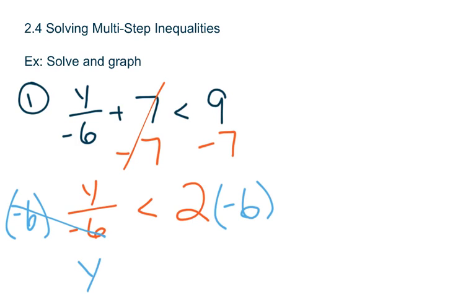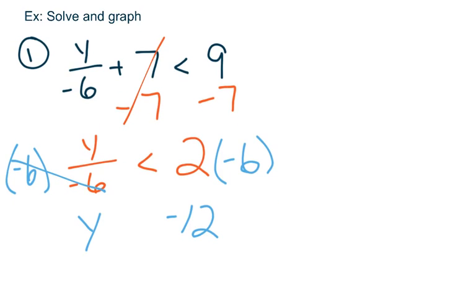So those will cancel. I'm left with y, and then I'm working over here. 2 times negative 6 is negative 12. Now, I multiplied by a negative. This number right here is negative. So what that means is that my inequality sign is going to change direction. It's going from less than, and now it's greater than. Okay, so there's your answer. Y is greater than negative 12.